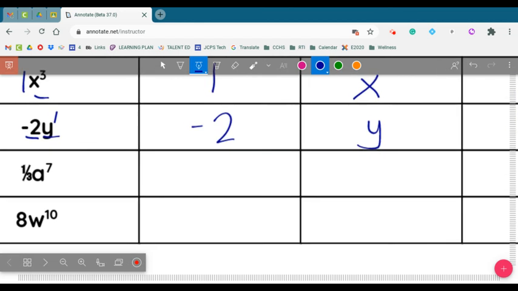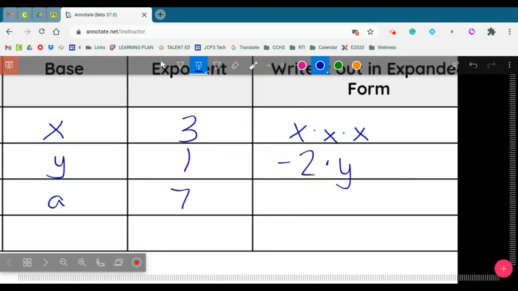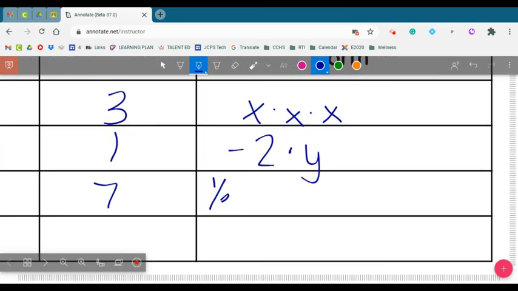Okay, the next one we have 1/3 a to the 7th. So my coefficient is the number in front, which is 1/3. My base is a. My exponent is 7. So that 7 is belonging to that a. It's not belonging to the 1/3. It's belonging to the a. So writing it in expanded form, we'd have 1/3 first, and then we'd have a 7 times.